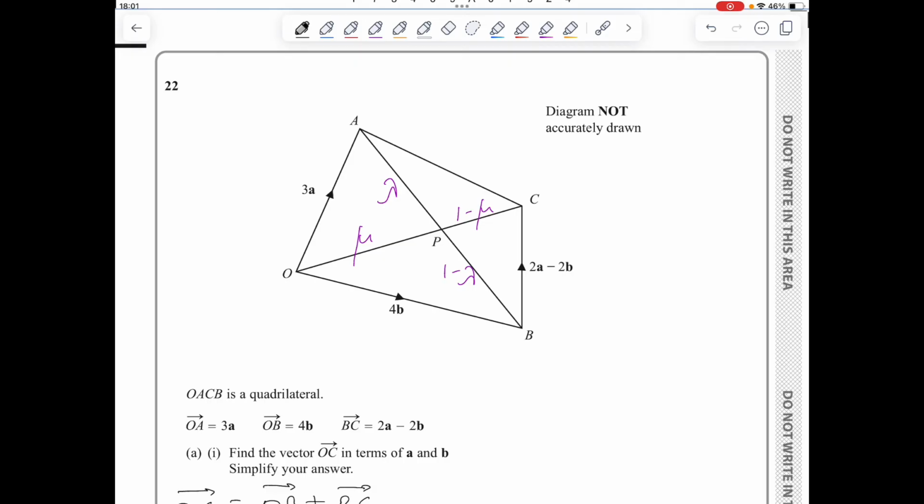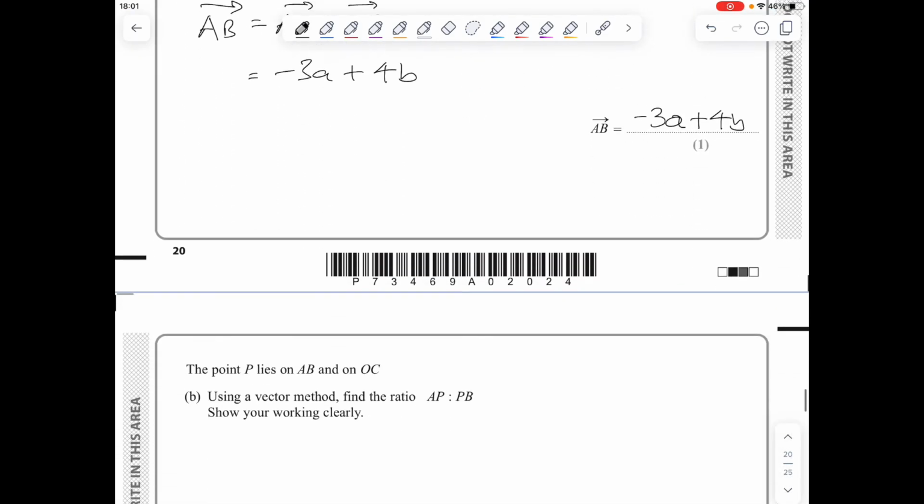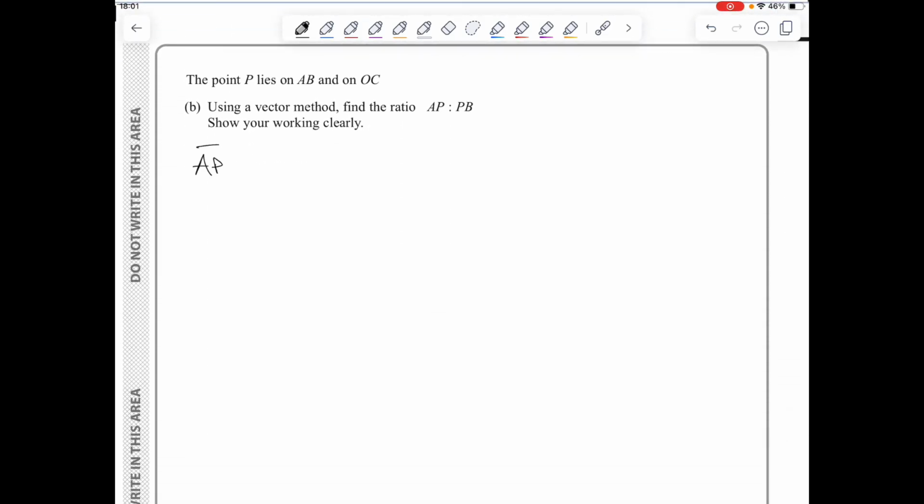So now I'll find two versions of the same vector, any vector. I'll take AP because it's convenient and equate coefficients. So AP is equal to a fraction lambda of AB, as you can see from the diagram, which is lambda of minus 3a plus 4b, which I found before. If I expand this, minus 3 lambda a plus 4 lambda b.